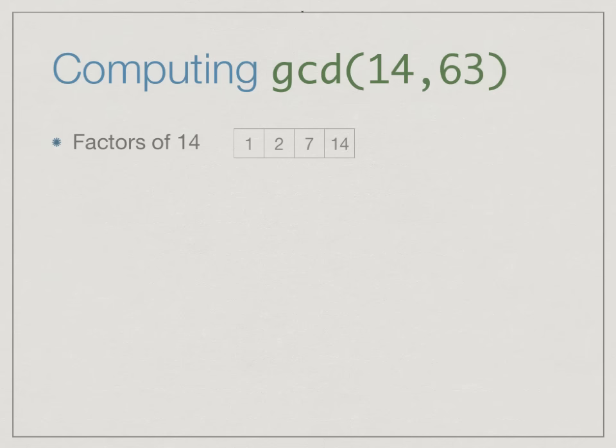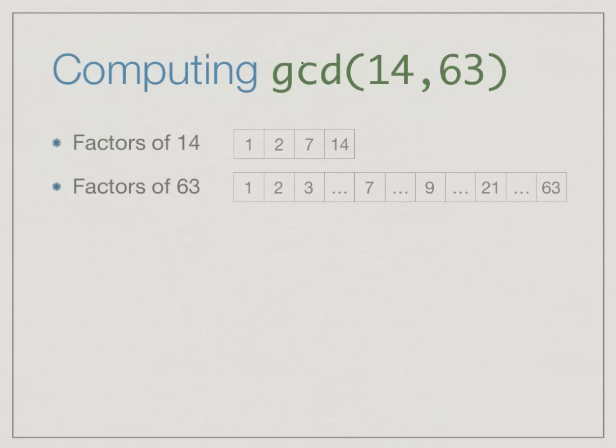So the next step in computing the GCD of 14 and 63 is to compute the factors of 63. In the same way, we write down all the numbers from 1 to 63 and we check which ones divide. So again, we'll find that 1 divides. Here 2 does not divide because 63 is not even. 3 does divide. Then we'll find a bunch of numbers which don't divide. And then we'll find that 7 divides because 7 nines are 63. Then again 8 does not divide, but 9 does.